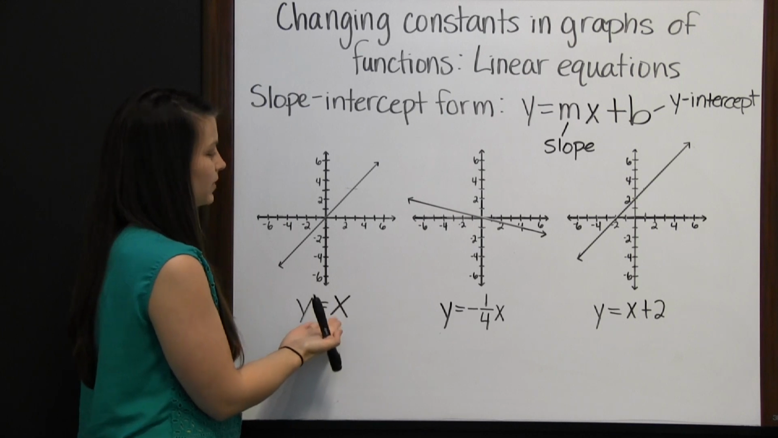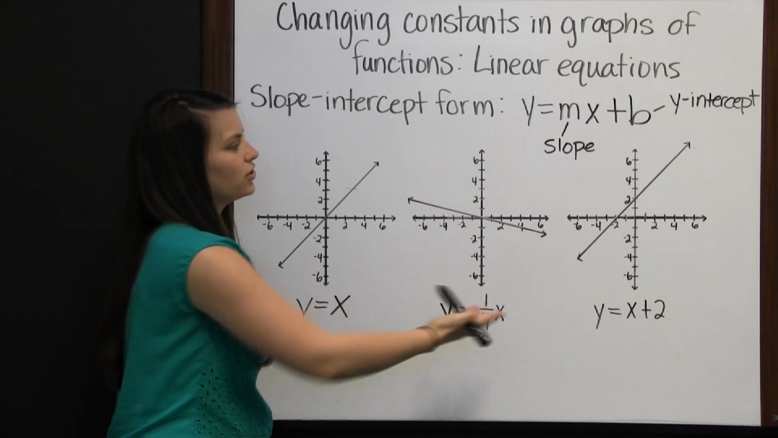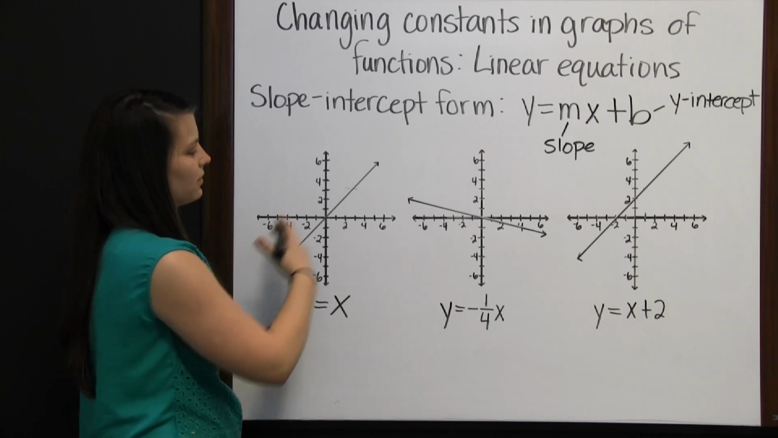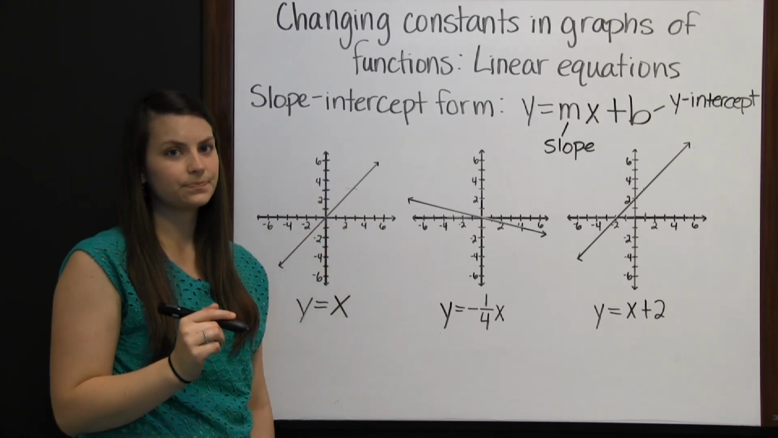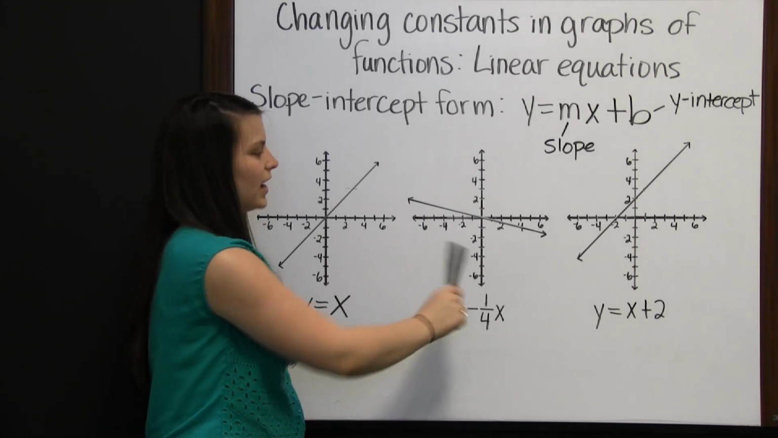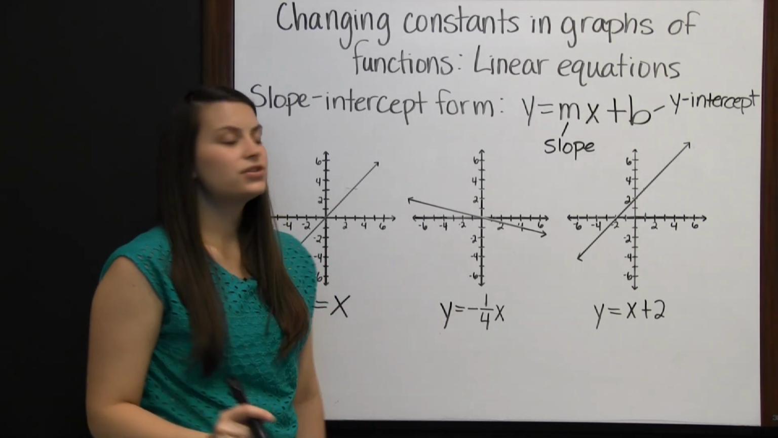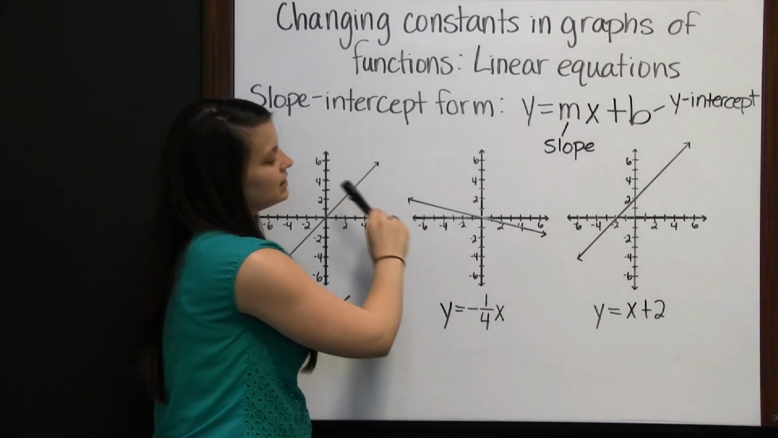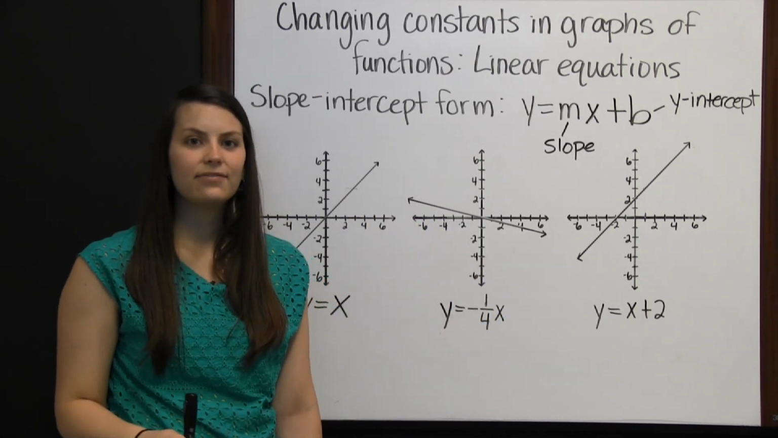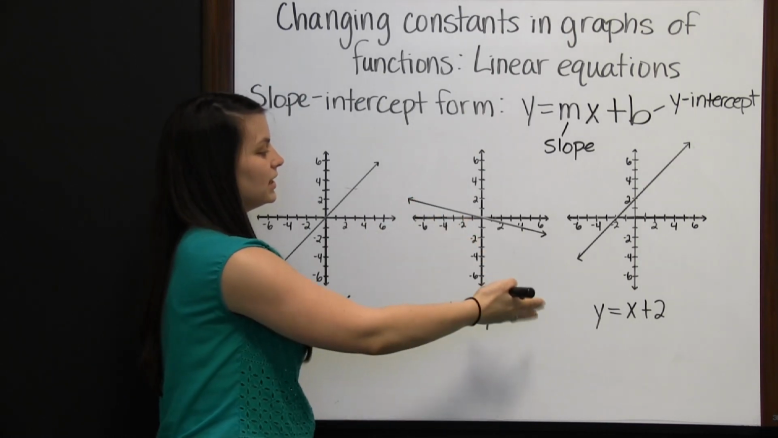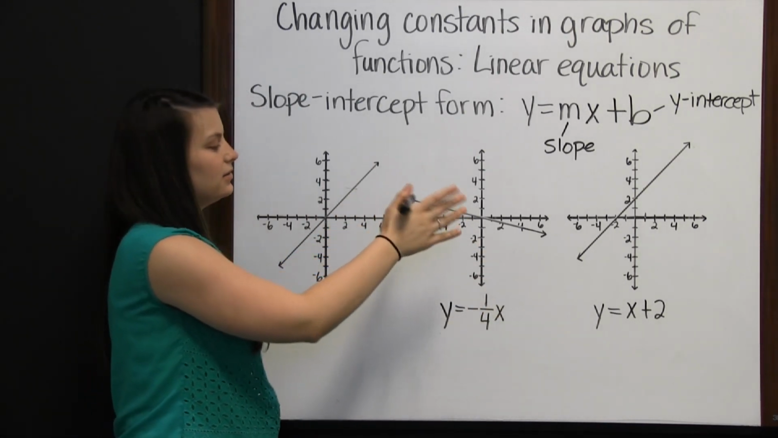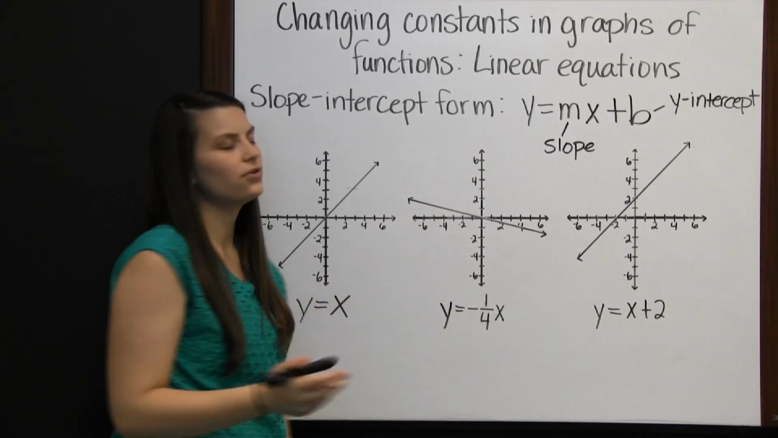So when your slope is positive, like it is in the first and the last graph, then the line increases from left to right. The second graph, the slope is negative, negative 1/4. So the line is decreasing now from left to right. If the slope is negative, then the line is decreasing from left to right. Positive slope, increasing, negative slope, decreasing.